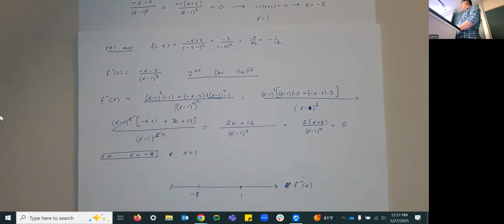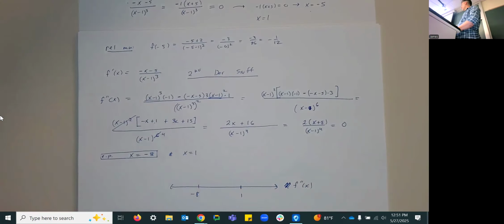So it looks like we have an inflection point at x equal to negative 8. I guess we should find the y value. y is going to be f of negative 8, which is negative 8 plus 2 over negative 8 minus 1 squared, which is negative 6 over 81. That's terrible. Which is negative 2 over 27. Fun times.